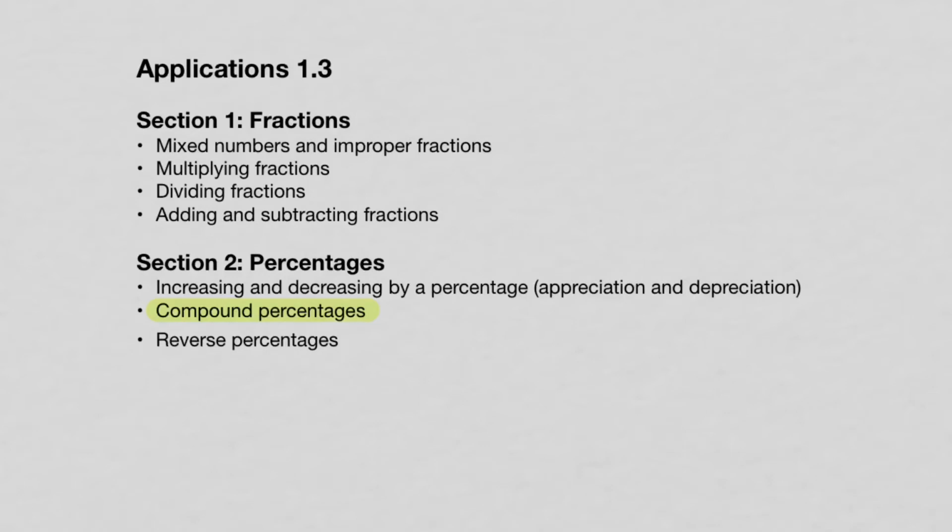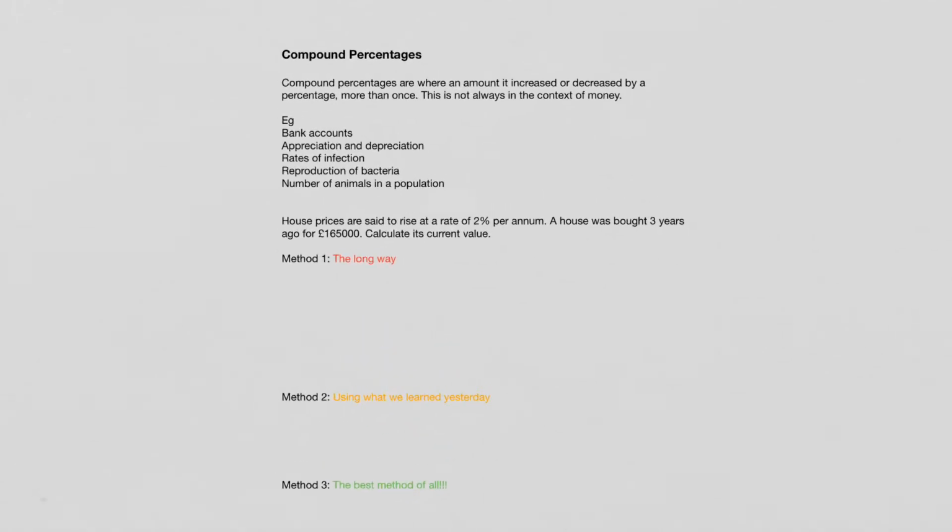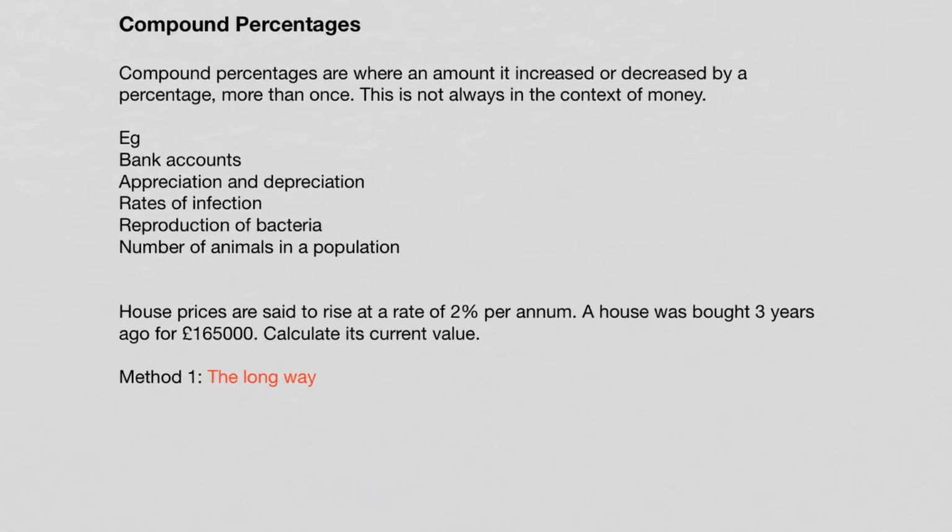Okay, so here's what we've been doing and what we've been up to. So yesterday we looked at increasing and decreasing amounts by a percentage, and sometimes that's called appreciation and depreciation if it's to do with prices. So today what we're going to look at is compound percentages. And compound percentages are where an amount is increased or decreased by a percentage more than once.